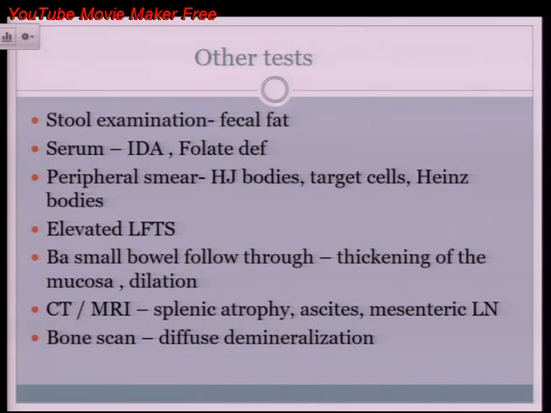Patients can have elevated LFTs, and if they get any abdominal imaging, a barium small bowel follow through or a CT, you can see thickening of the small bowel mucosa, and they can show some splenic atrophy. Bone scans can show diffuse demineralization of the bones.